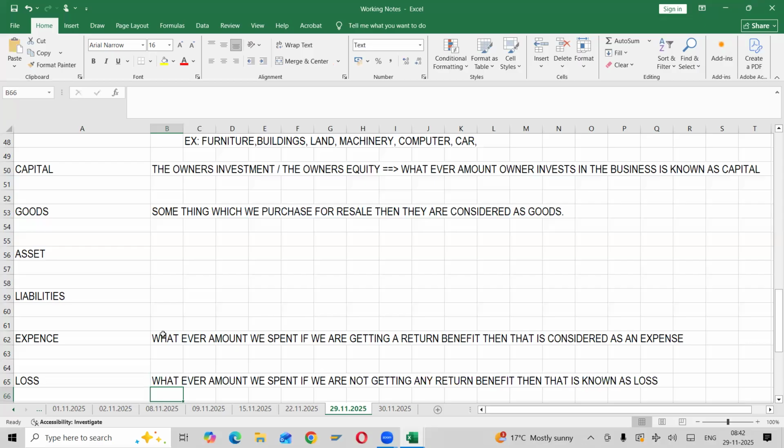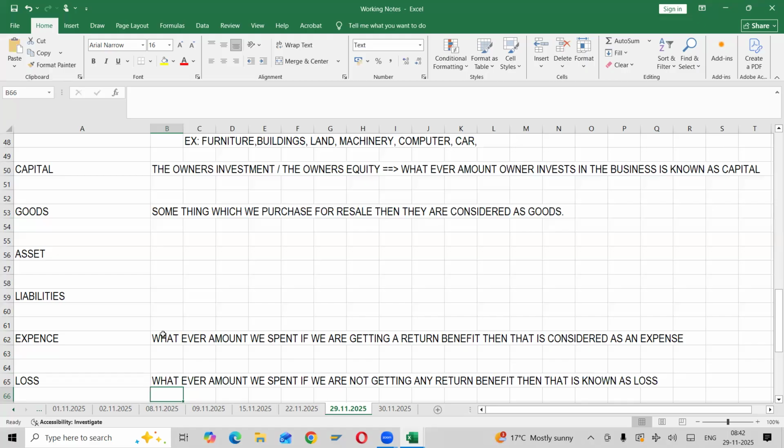Simple. Whatever amount we are spending, if we are getting a return benefit, then that is considered as an expense. If we are spending an amount and not getting any return benefit, for example, you are paying your maid salary and your maid is not coming for 2 months and you are paying it. Is it a loss or expense? Loss, because we are not using the services. And you are paying rent, but you are not using that building because at the time of Corona, majority of us took a lease and didn't use it. Is it an expense or a loss? The loss.